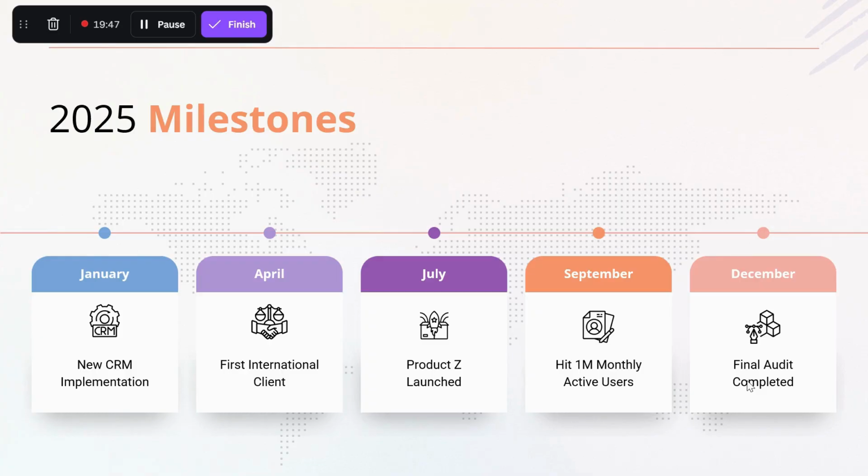Here you can just pinpoint, oh, so and so happened in this month, so and so happened in this month. That way we know, okay, this is how we performed throughout the year. We had so and so achievements in what month, so and so achievements in another month. For example, here we have new CRM implementation in January. We also have first international client in April. We hit 1 million monthly active users in September, so on and so forth.